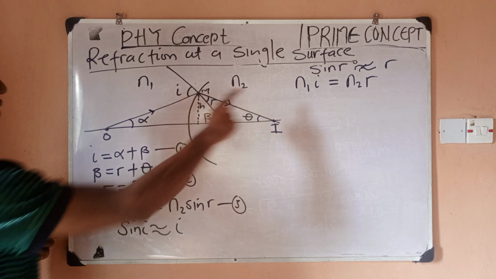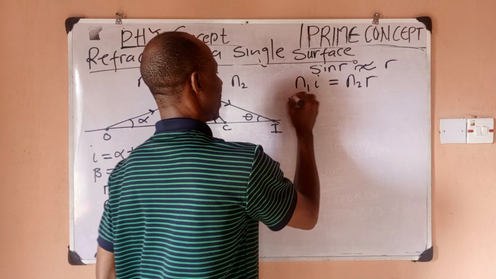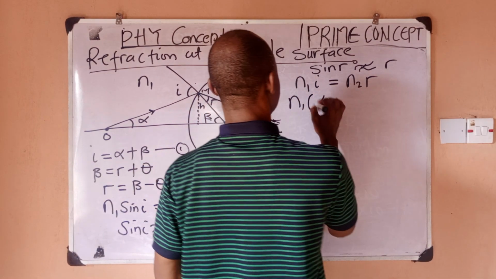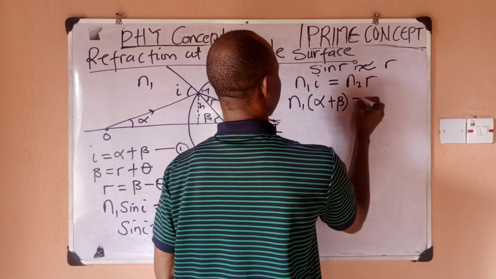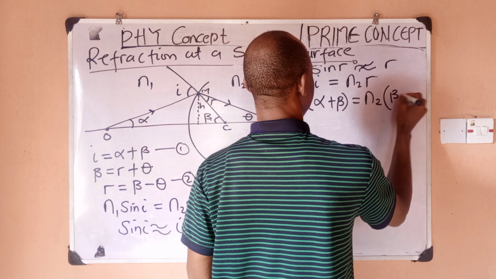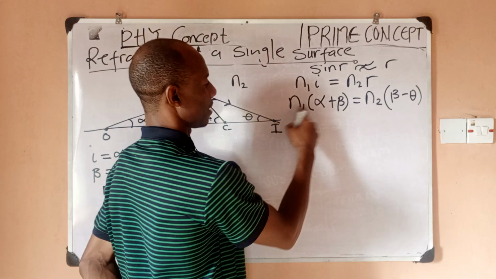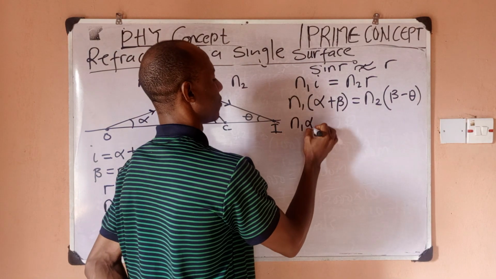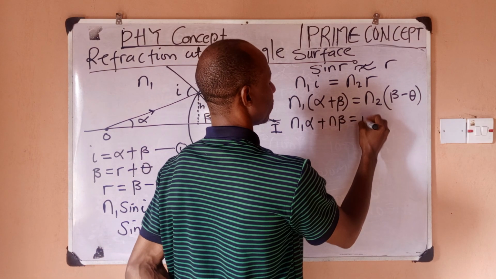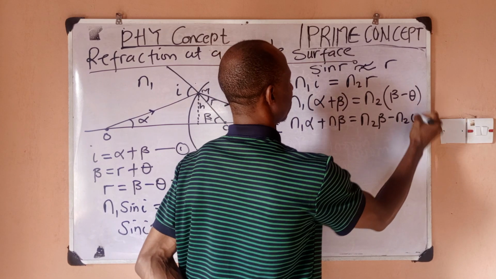So if I replace I with equation 1, I would have N1 times I, which is what now? Alpha plus beta, equals N2, and then R is going to be beta minus theta. I'm going to expand this. So I'll have N1 alpha, N1 beta, N2 beta, and N2 theta.